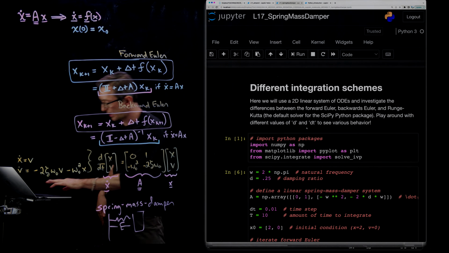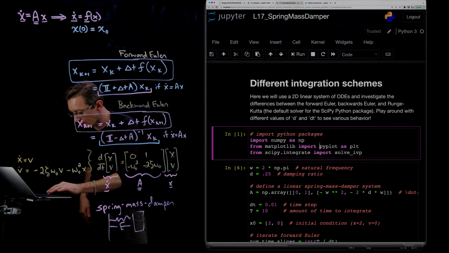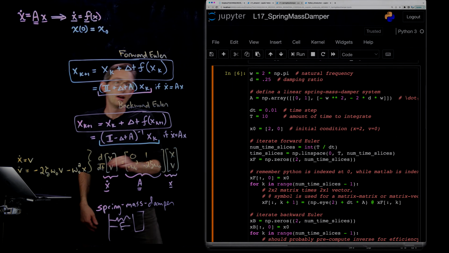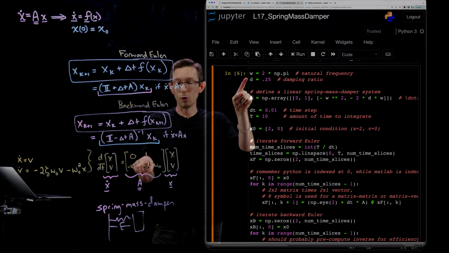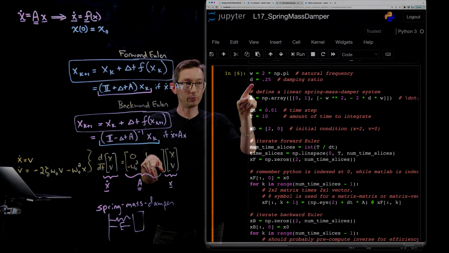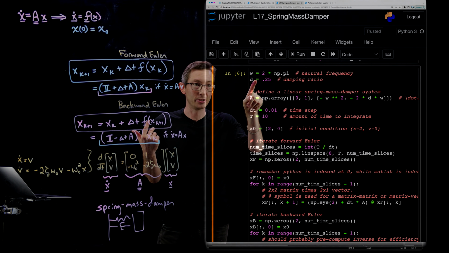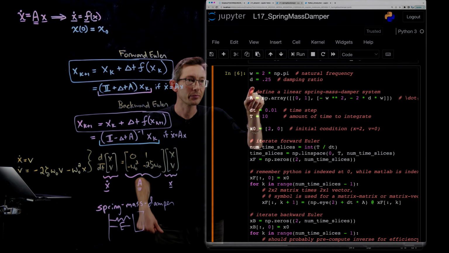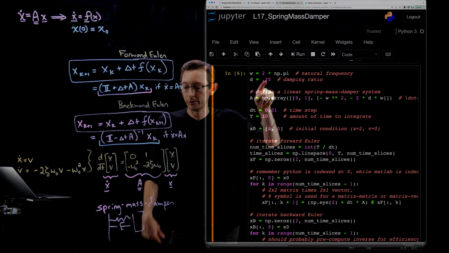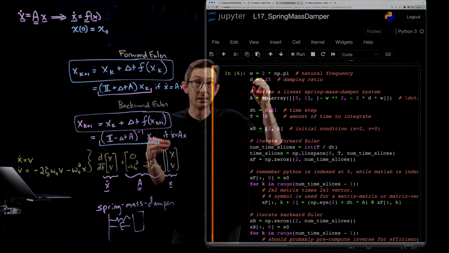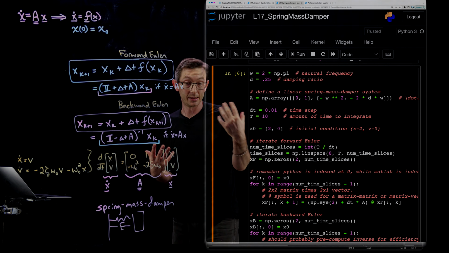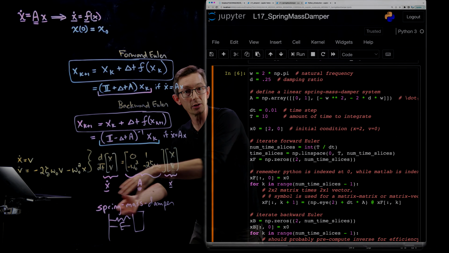OK, so I'll just walk you through this. It's pretty simple. I should probably run these. Good. OK, good. So we've defined our omega and our damping ratio. And so here I've renamed zeta as d, because I didn't want to type zeta a bunch of times, but d and zeta are the same thing. d equals 0.25, zeta equals 0.25 is underdamped. So it's less than 1. So it means we're going to get oscillations in this system.